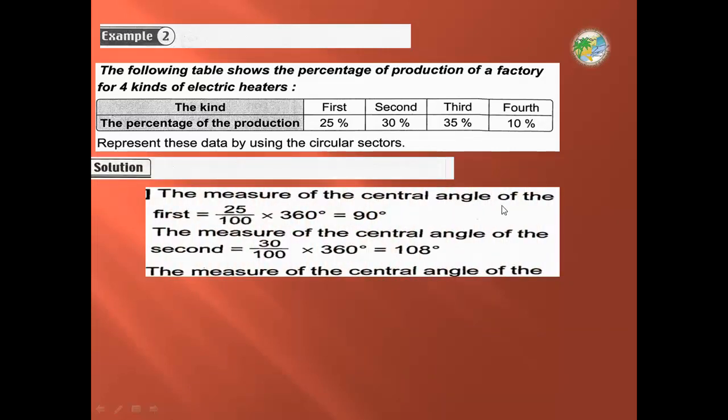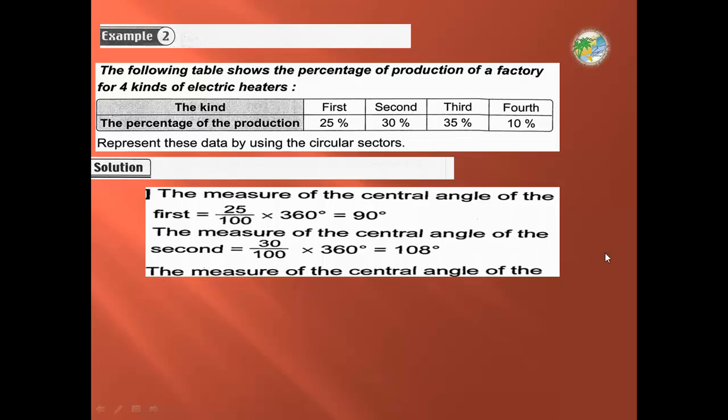The measure of the central angle: before we start drawing, we must measure the central angle of the first. How? Since they are percents, the total number equals 100. 25 plus 30 equals 55, and 55 plus 35 plus 10 equals 100. So at the first, 25 over the total number 100 times 360 to find the first measure of central angle. At the second, 30 over total number 100 times 360 equals 108.